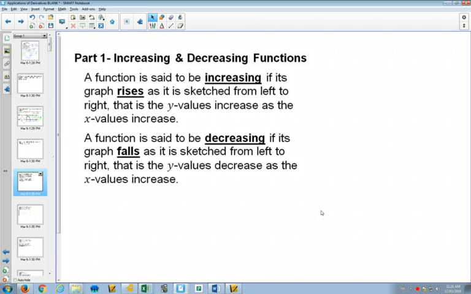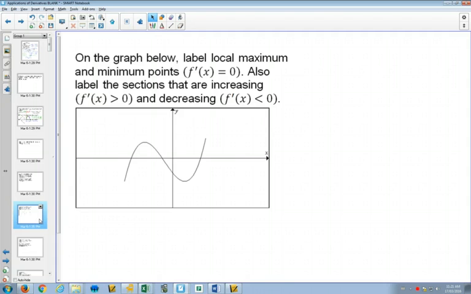Increasing and decreasing functions. The idea is that we say that a function's increasing if it's going up from left to right as the x value is increasing. And we say it's decreasing if it goes down from left to right. So here, we're going to look at this graph and find out where the slopes are equal to 0. We're going to label where things are increasing in blue and where things are decreasing in red.